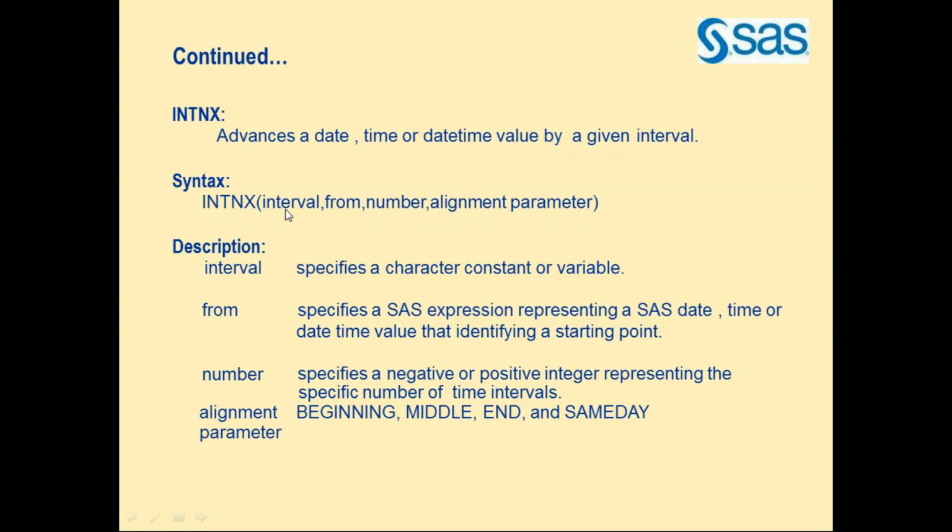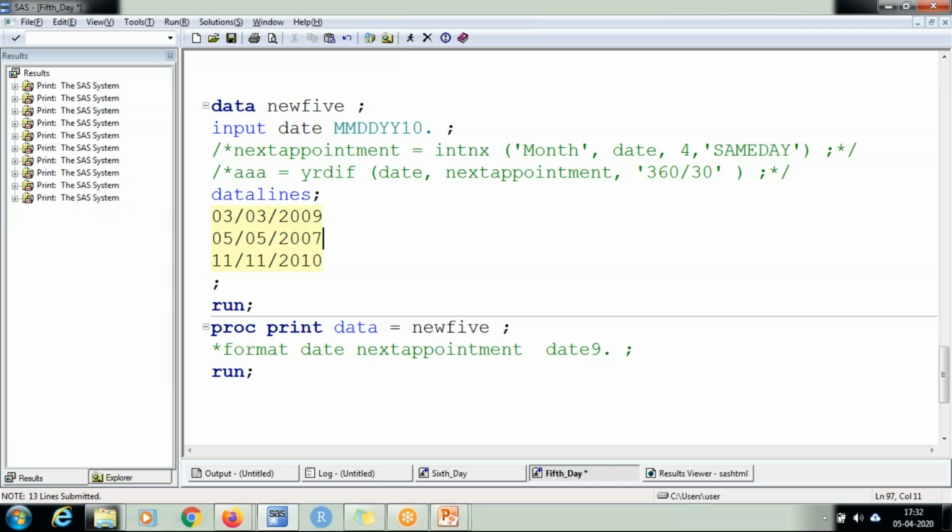So INTNX takes the interval which you want, for example, 1, 2, 3, 4, 5 intervals. The interval is the day-wise or month-wise interval from the date, and how many intervals from that particular date. And the alignment parameter is whether you want that in the beginning, middle, or the same day. So let me show you with one example.